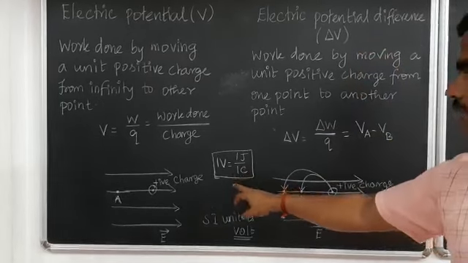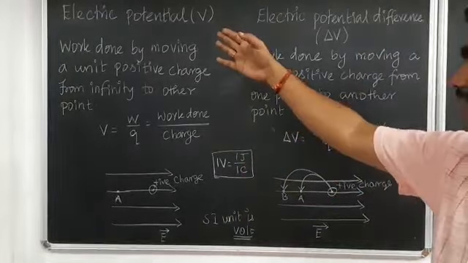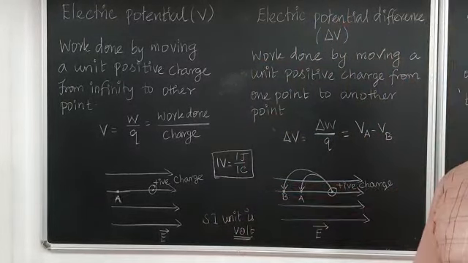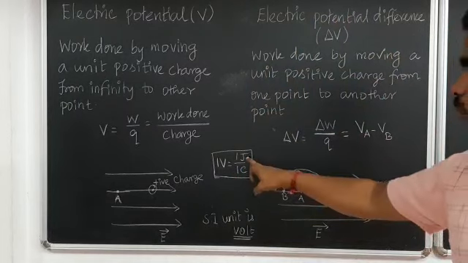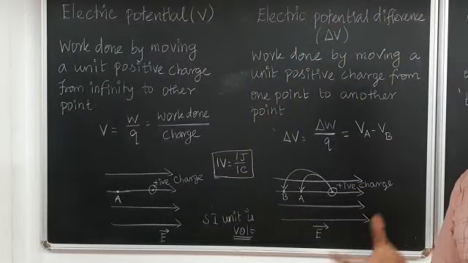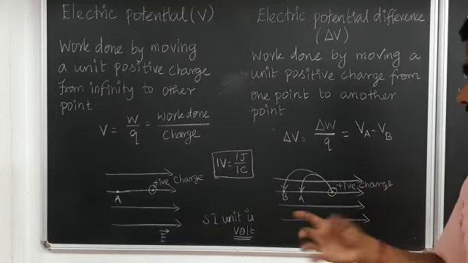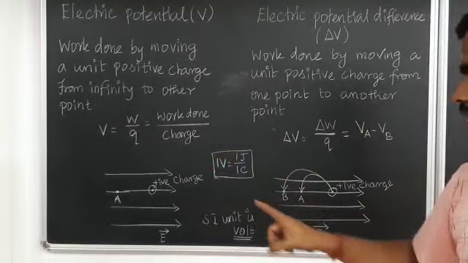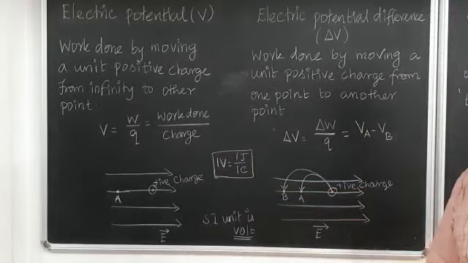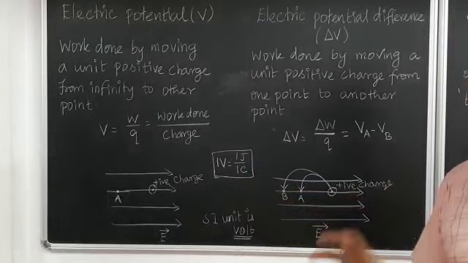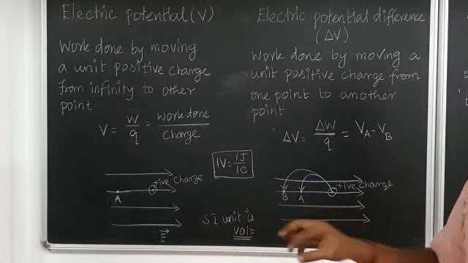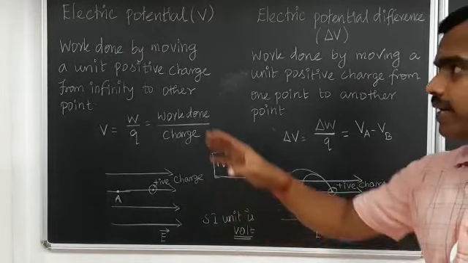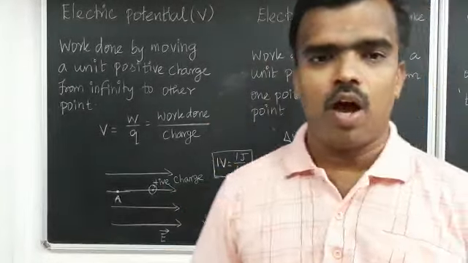From that we can define one volt. In both cases, electric potential and electric potential difference have the SI unit of volt. How can we define one volt? One joule of work is needed to carry one coulomb of charge against its electric field, and that gives one volt. It's clear.